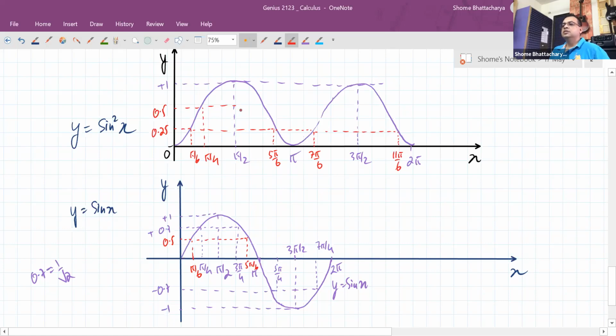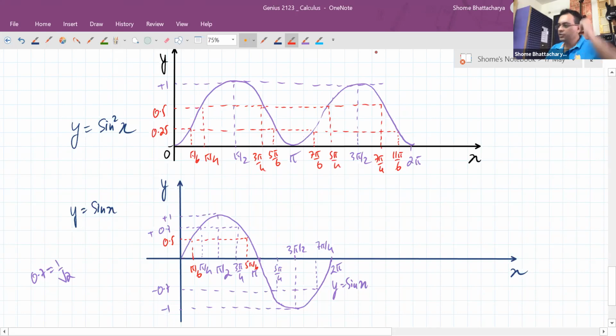Similarly, this value will repeat at 3 pi by 4. And again, it will repeat over here at 5 pi by 4. And again, it will repeat over here at 7 pi by 4.